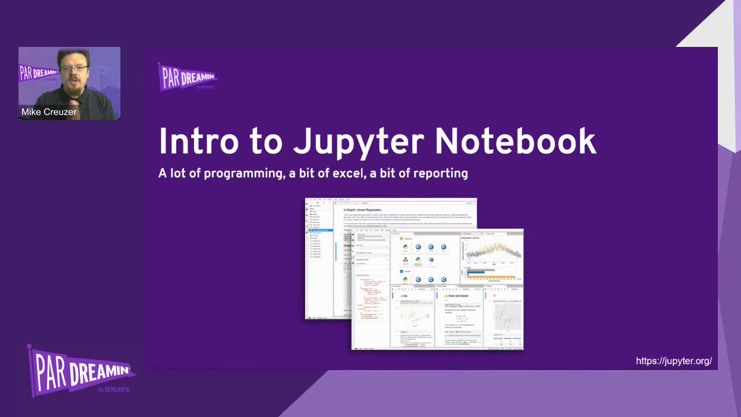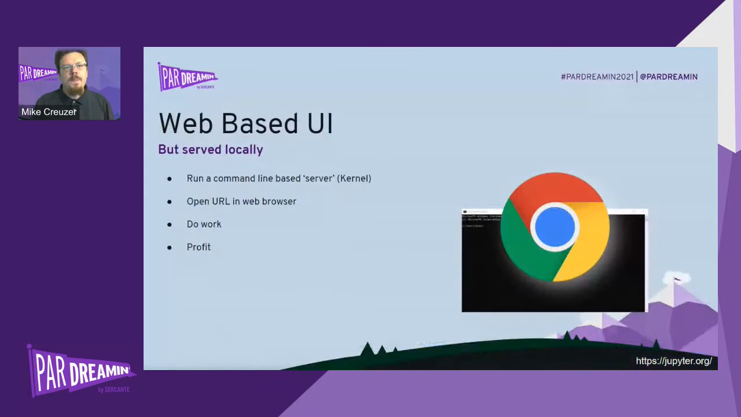Jupyter Notebook, it's a lot of programming. It's like programming Excel, except it's not Excel, and a little bit of reporting and stuff like that. But it's like anything we want to do in Excel, we can do with Jupyter Notebook programmatically, and we could basically push a button and just get it to repeat all the time.